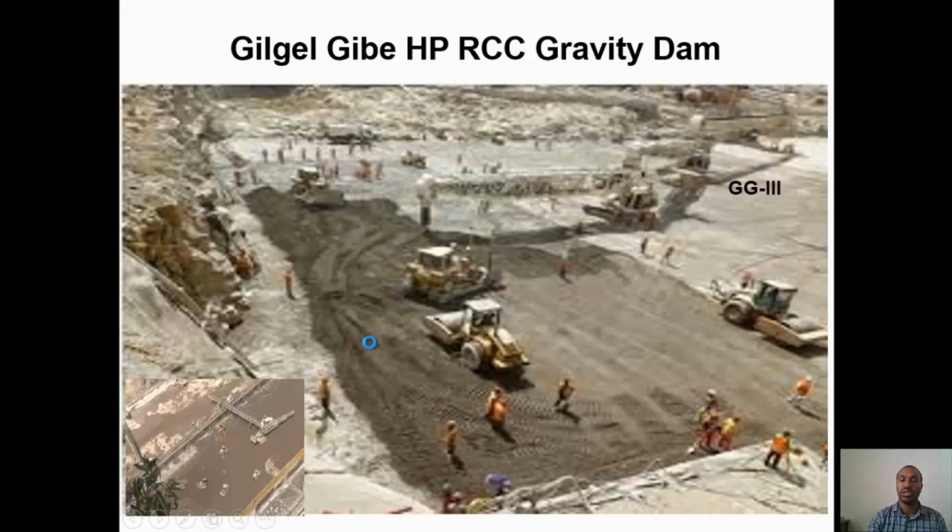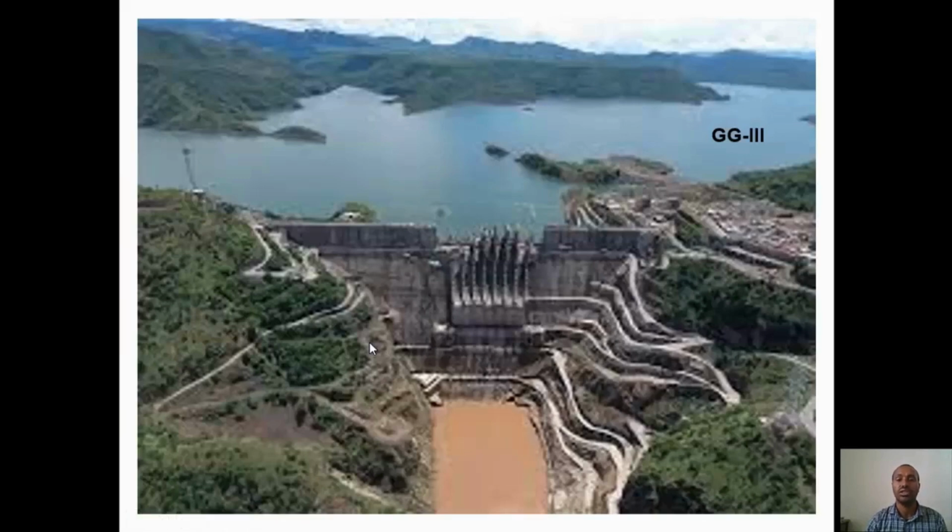Let us see this. This is also the Gilgel Gibe 3 hydropower project, which is already completed. You can see the reservoir on the upstream side, and this is the dam structure on the downstream side. You have spillway gates also. It is a narrow and steep-sided gorge, and it is an RCC dam.